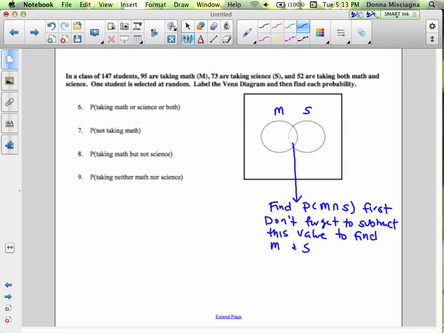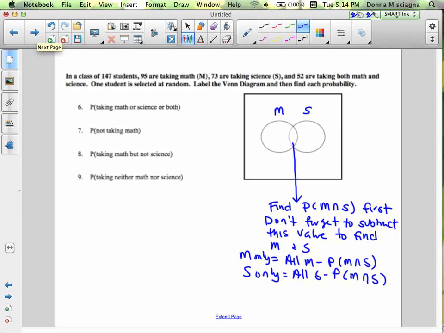So in other words, math only is equal to all the math people minus the ones that are taking math and science, because you're going to count them twice. You're going to count them in the overlap, and if you count them again for math only, you'll have counted them twice. The same thing, science only is all the science minus the probability of math and science, the ones in the overlap.